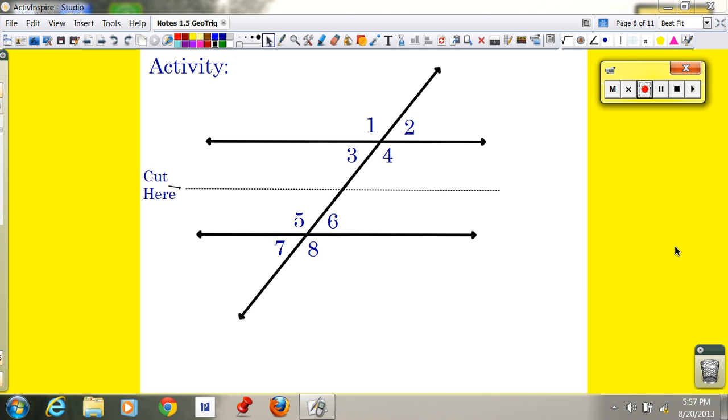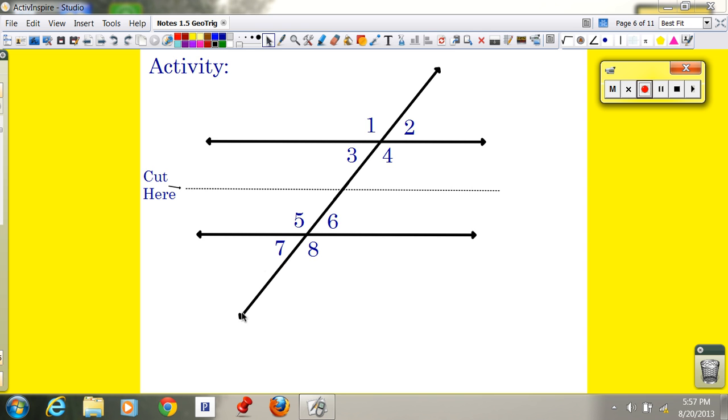I wanted you to start with an activity. If you could, grab a piece of paper. You can use lined paper. Actually, that might even work better because you need two lines here. And a straight edge. And you'll need some scissors. See if you can draw this picture on your paper. Use your notebook paper lines to draw the two parallel lines, and then draw a transversal.